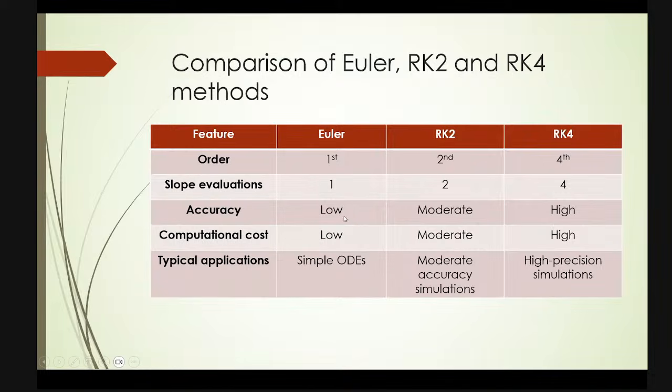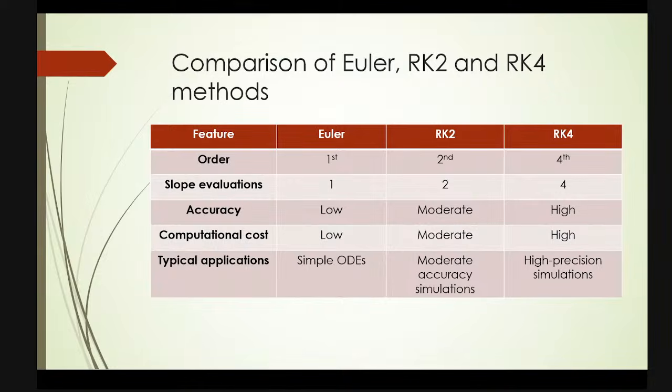As you can see, as the RK4 has the highest number of slope evaluations for each step, the accuracy is also the highest, whereas the Euler method has the least accuracy. Likewise, the computational labor is also the least for the Euler method, whereas it is the highest for the RK4 method. Depending on their accuracy and computational labor, each of these methods has its own set of applications.